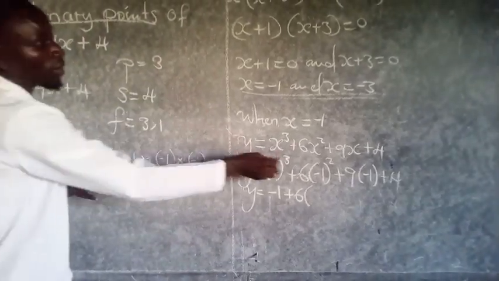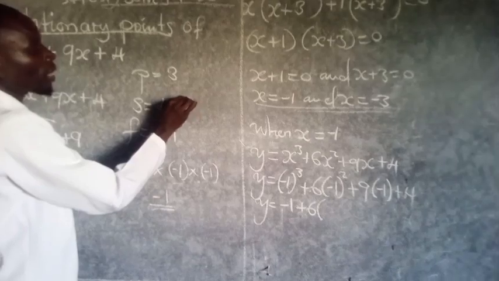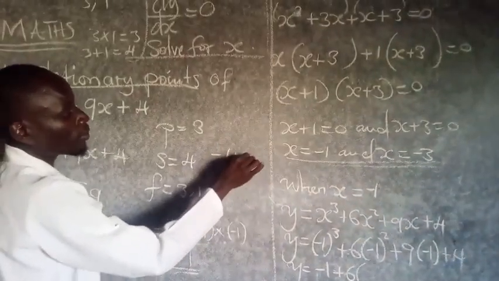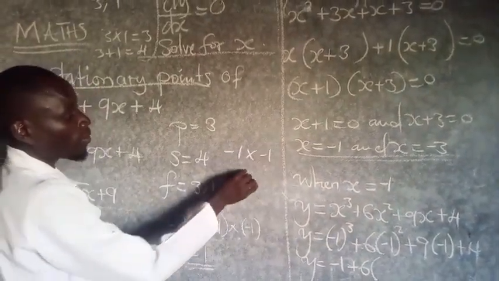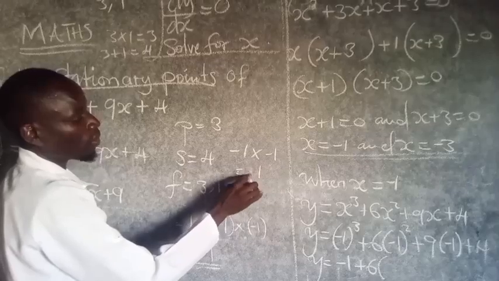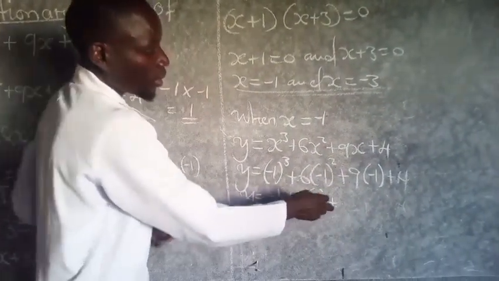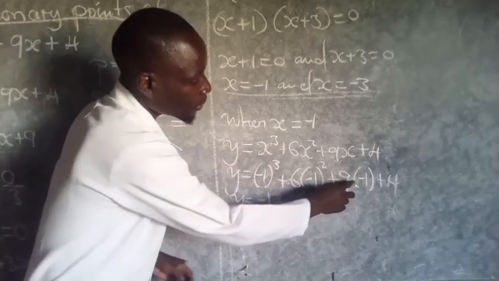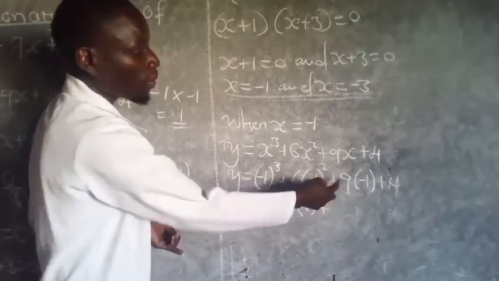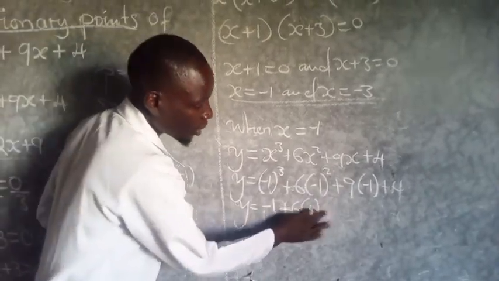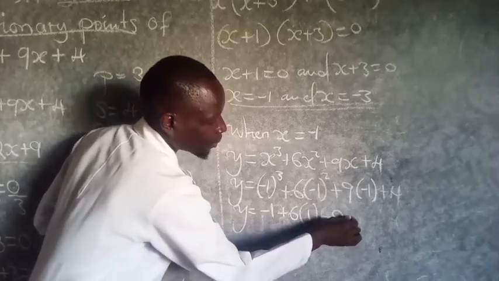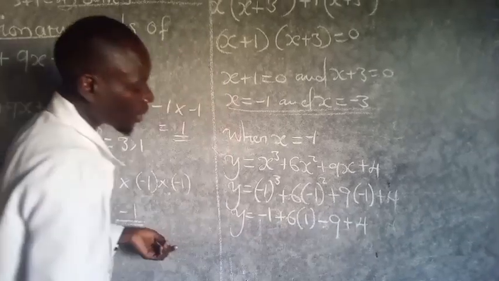So you are multiplying negative 1 because of this square. Negative 1 times negative 1, the answer will be positive 1. So the answer is 1, then plus 9 times negative 1, the answer will be negative 9. So here you write negative 9, then plus 4.